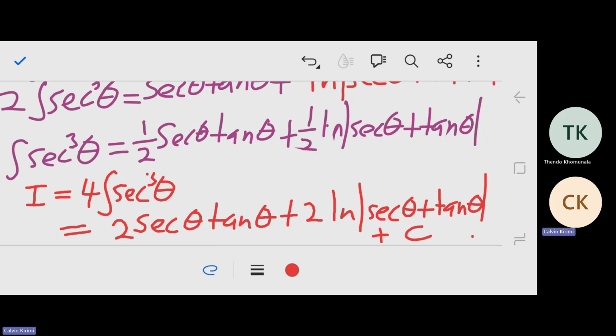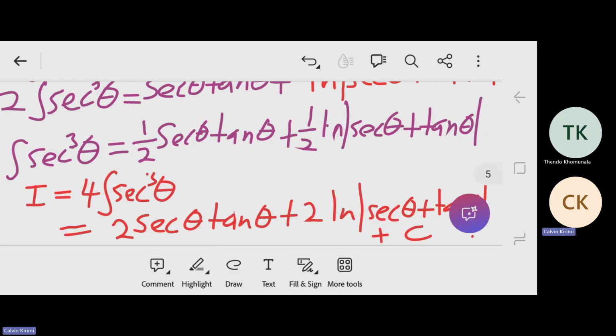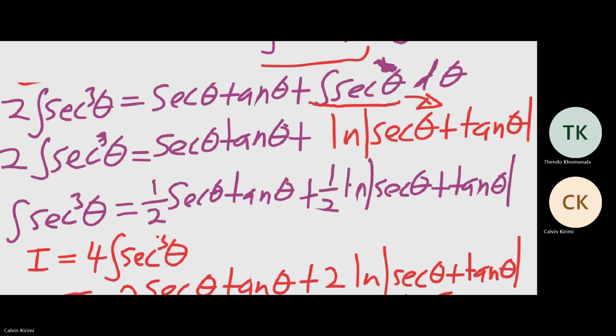And don't forget to convert this back to x. For today we are going to end here, but we are supposed to convert I into x, which means we put this theta back into x variables, where you'll be using the triangle. That's where we are going to catch up tomorrow. For today, let's just recap what we have done.